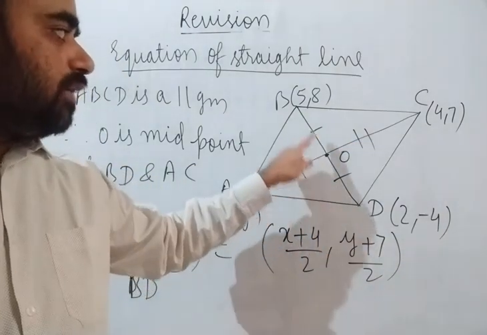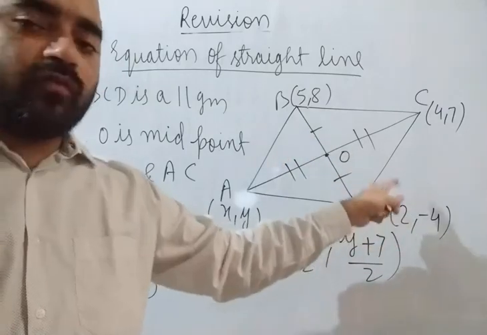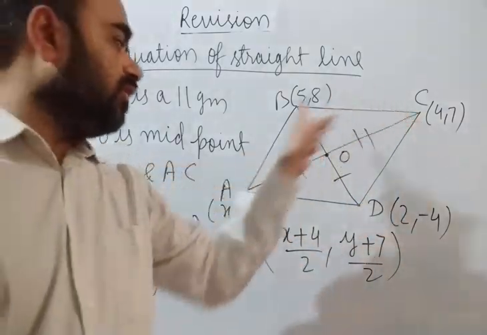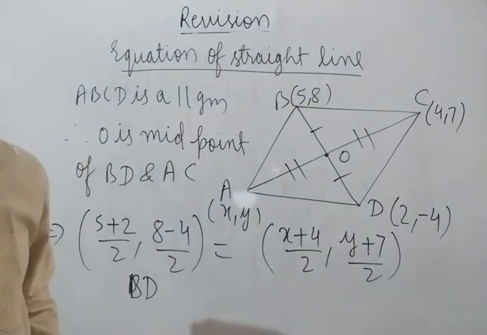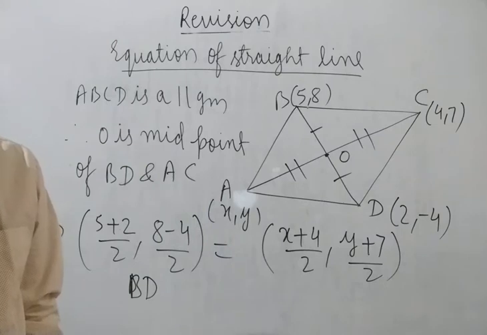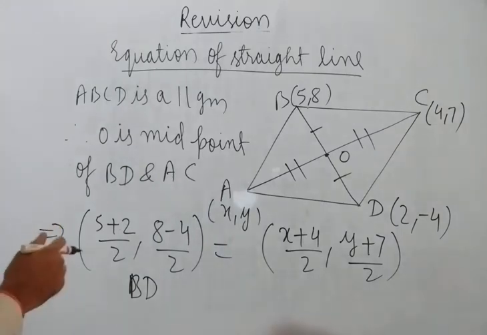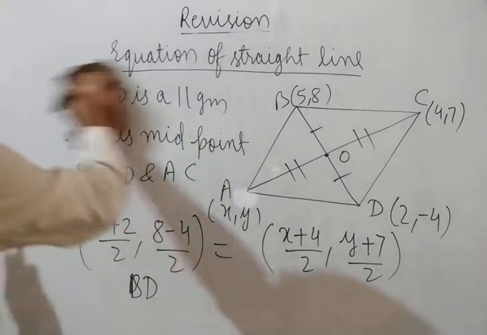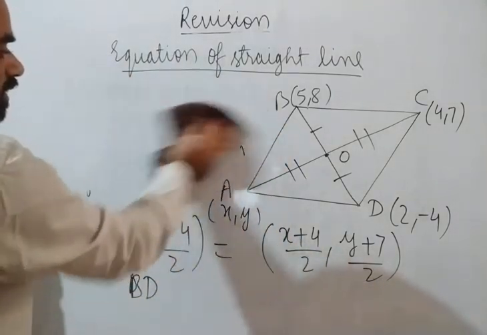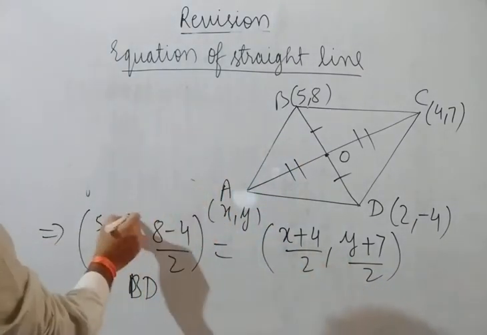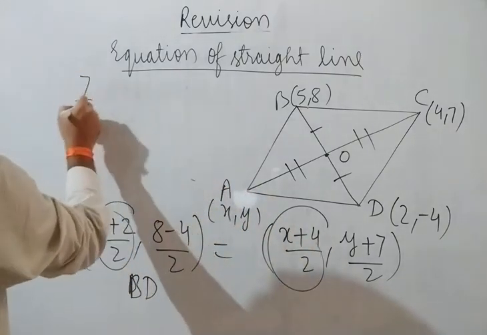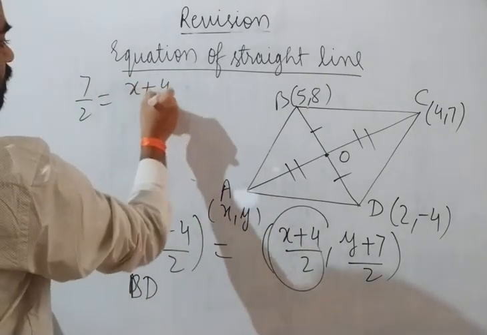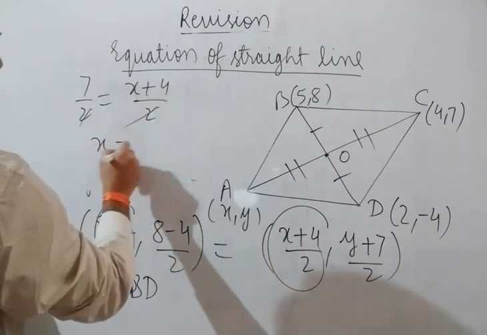Now midpoint of BD means 5 plus 2, 7 by 2, 8 minus 4, 4 by 2, that is 2. And midpoint of AC means x plus 4 by 2 and y plus 7 by 2. Points are 5, 8, 4, 7 and 2, -4. Correct? So now when the points are same, corresponding coordinates are same. Here first one, here first one: 7 by 2 and x plus 4 by 2. It means x will be 3.